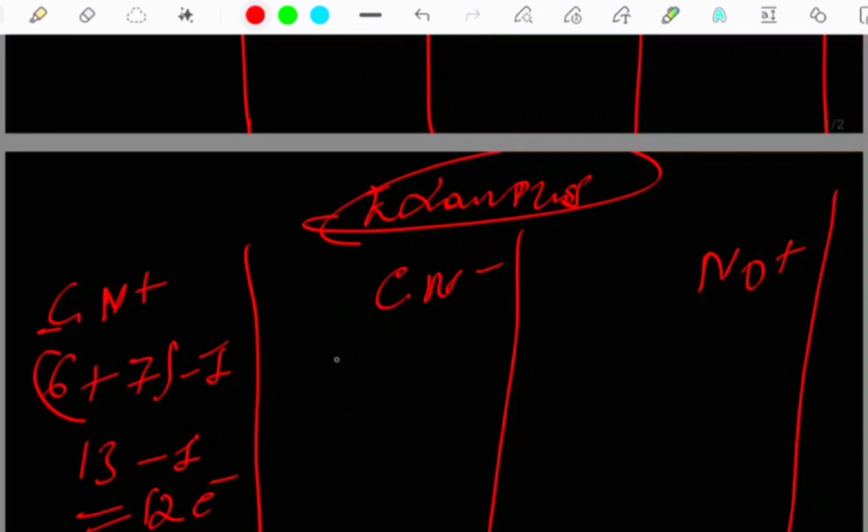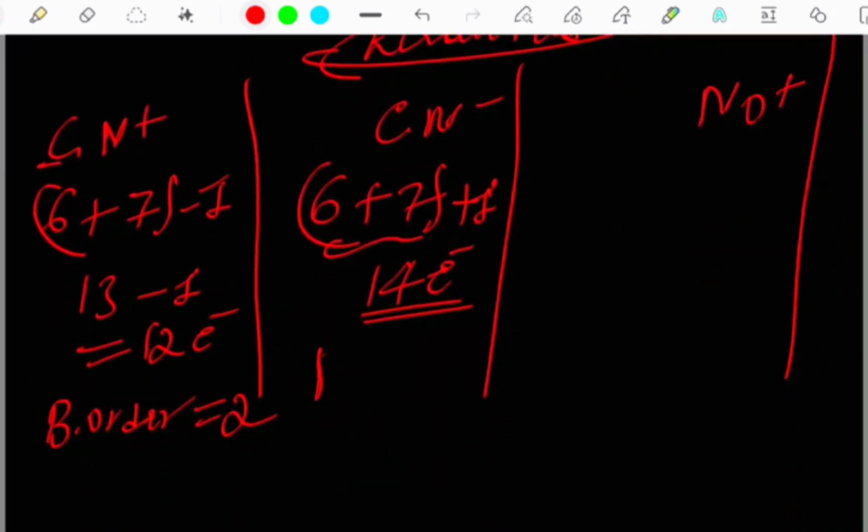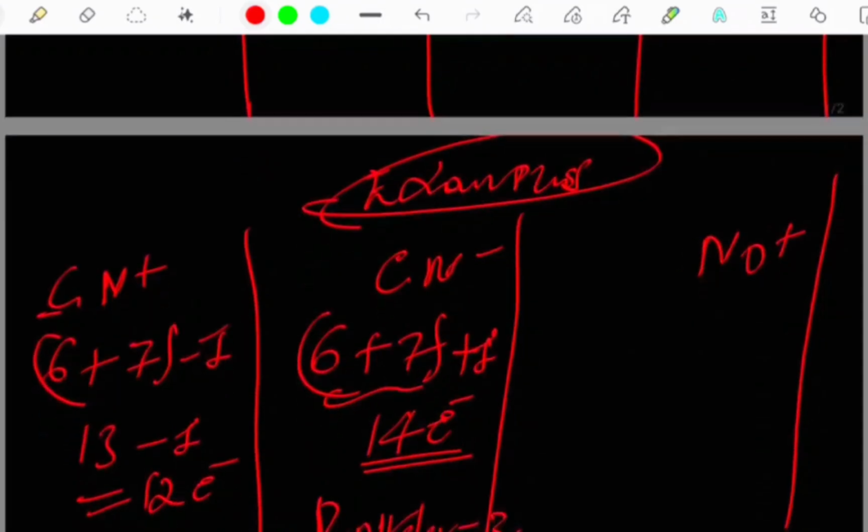And carbon has how many electrons? 6. Nitrogen how much? It is 7. So we have a minus ion here. Minus means gaining an electron. So it's plus 1. This 13 plus 1 is 14, the number of valence electrons. So the bond order is 3 from the table above.